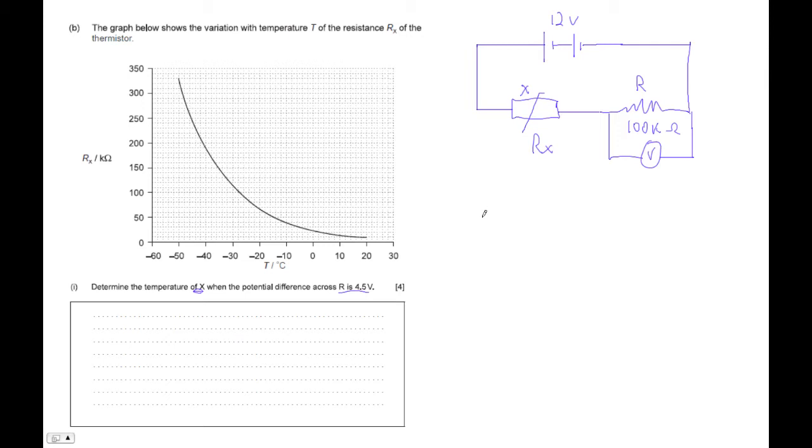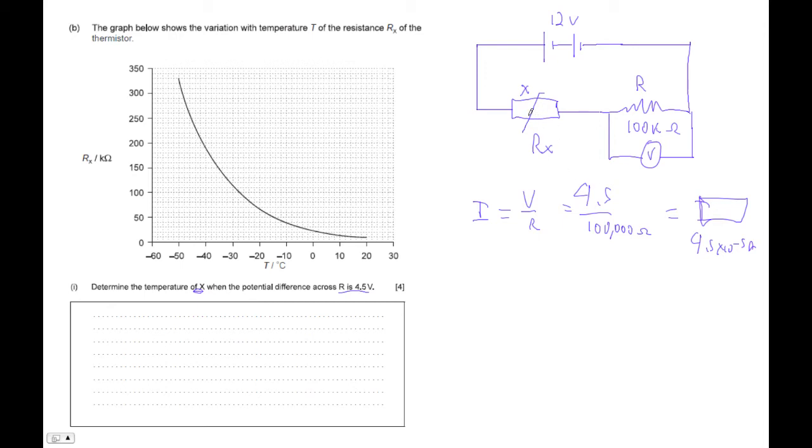Okay. So let's see. I is just V over R, right? So if it's 4.5 volts over 100,000 ohms, then the current is something, right? That's my current. Okay, you can figure that out. I'm getting 4.5 times 10 to the minus fifth amps, right? Okay, now I know the current through there, right?